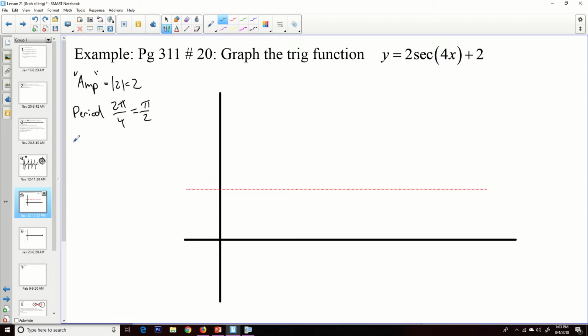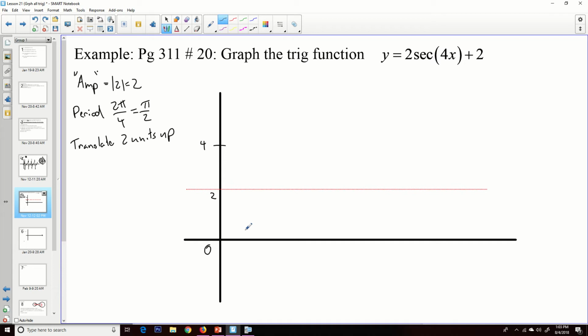And then we have a translation 2 units up. So our center line is going to go from the x-axis to the line y equals 2. So let's put that in there too. And then we have that amplitude 2. So just like in the last one, we go 2 up to get to 4, and then 2 down and we'll be at 0. Okay.